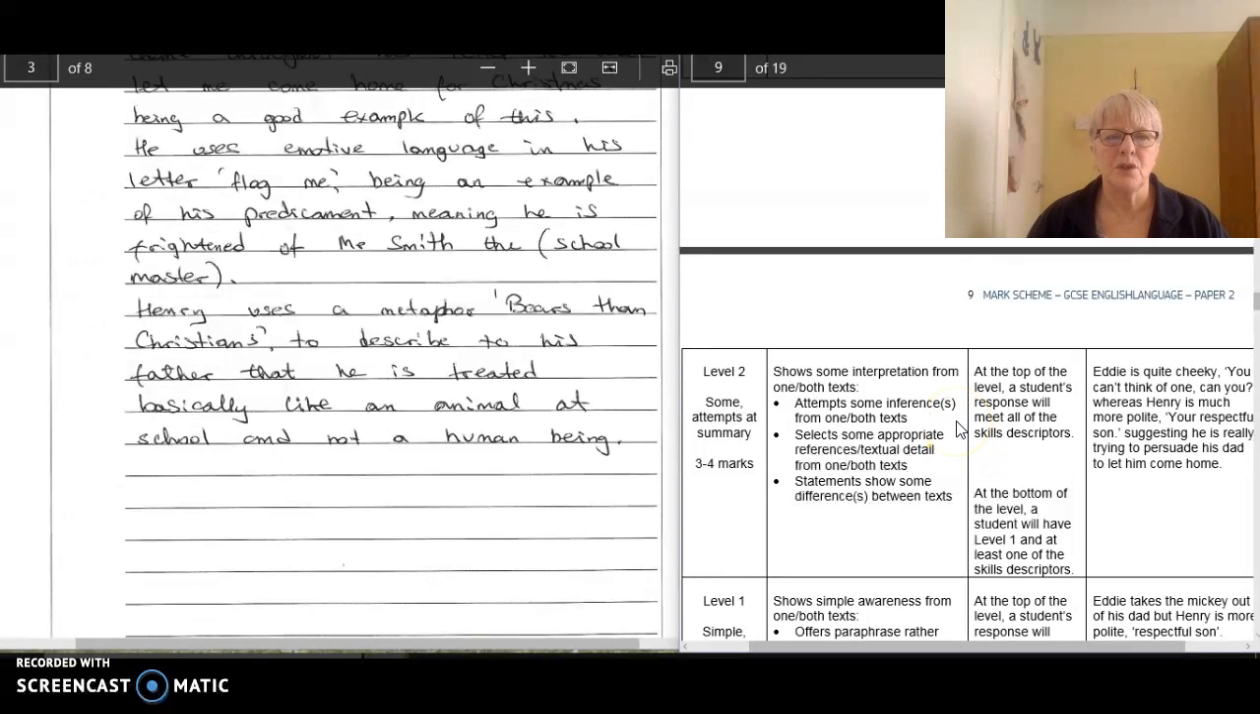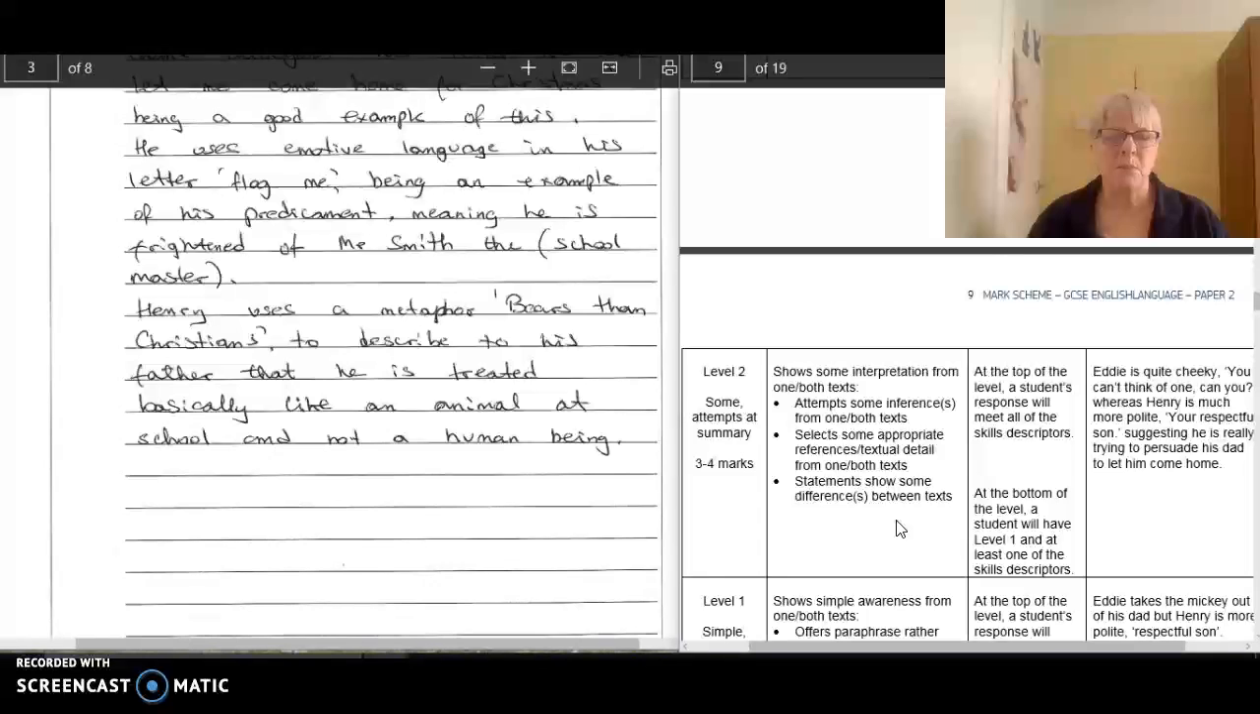Attempt some inferences from one or both texts. Well, you have made some inference, as I mentioned before, about Eddie being cleverer than his dad. You have selected some appropriate references and textual detail from one or both texts. However, some of them are not really relevant to this particular question because you've been talking about the language. And you have included some statements to show some of the differences between the texts. However, you would need to focus more on the differences between Eddie and Henry and try to use a bit more inference, reading between the lines.